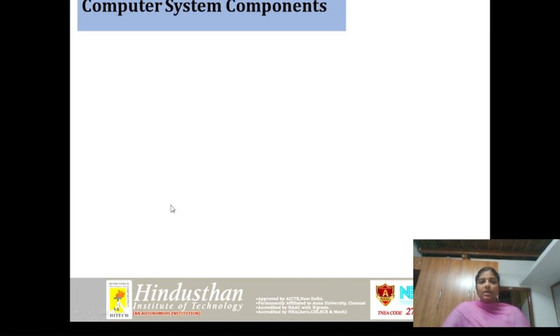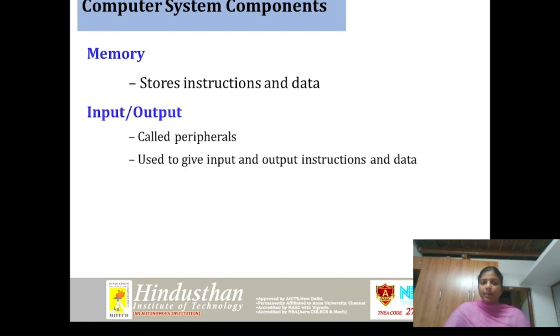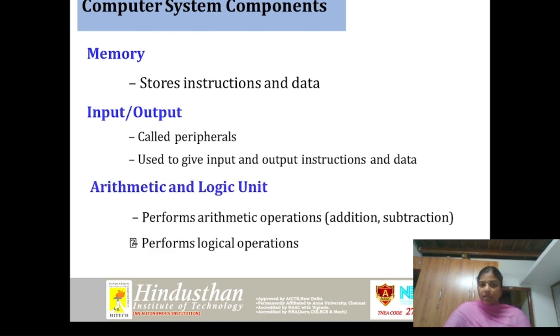Okay, and next are the computer system components. What are the system components? As we see in this diagram, they will be briefly explained here. The memory component stores the instructions and data, and the IO unit is called the peripherals, and it is used to give the input and output instructions and data. And the ALU performs the arithmetic operations, addition, subtraction, etc.